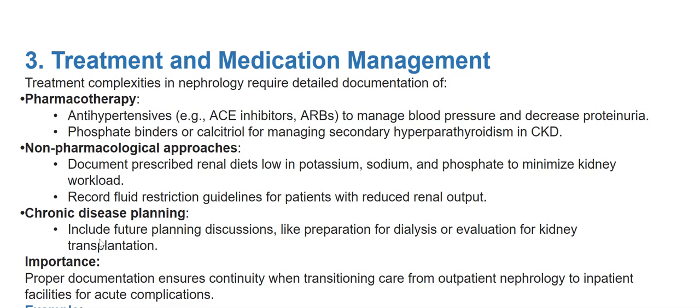Chronic disease planning: include future planning discussions like preparation for dialysis or evaluation for kidney transplantation. Importance here: proper documentation ensures continuity when transitioning care from outpatient nephrology to inpatient facilities for acute complications. Example: a patient with electrolyte derangements due to chronic kidney disease (CKD) is initiated on dialysis. Prescriptions include loop diuretics and erythropoietin (EPO) for anemia.